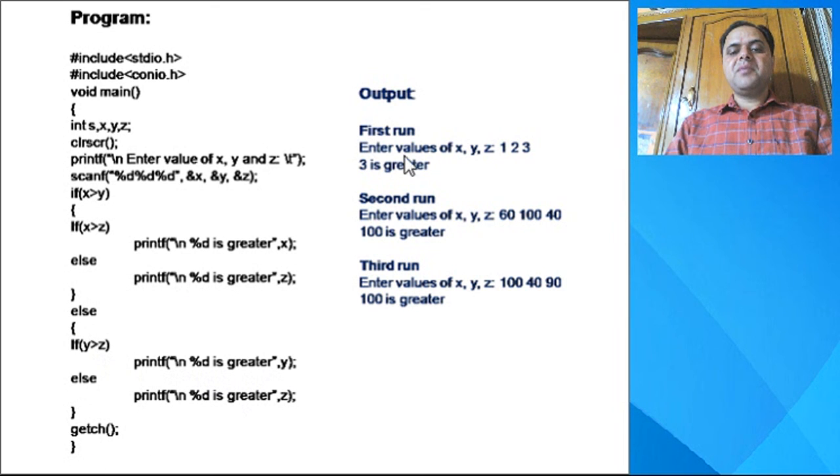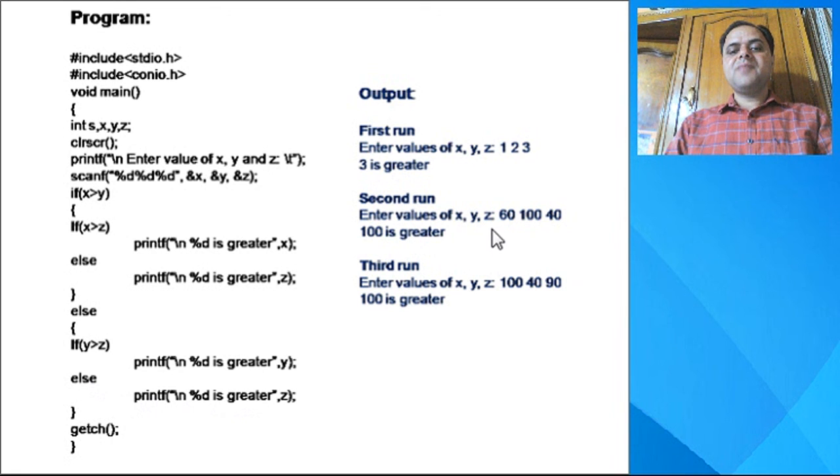So we'll take an example. In the first one, for example, I have entered x equal to 1, y equal to 2, and z equal to 3. So first I have to compare 1 with 2. This is false, so it goes to the else part. Now we have to compare 2 with 3. This is again false, so control goes to the else part. So z is 3, 3 is greater, so 3 is greater got printed.